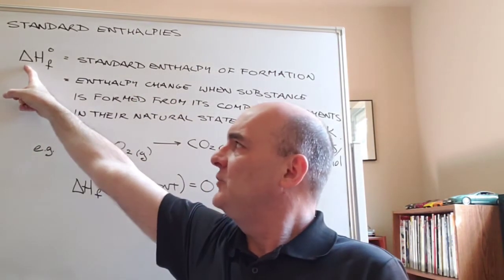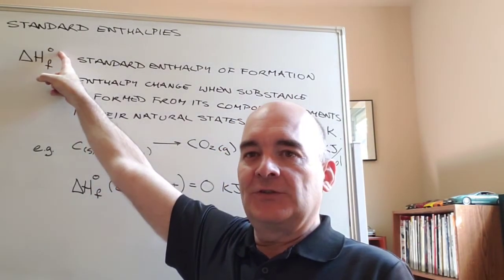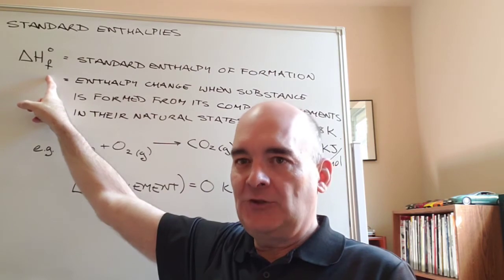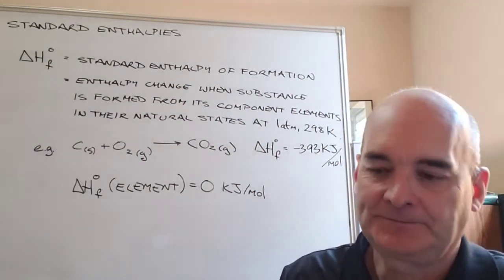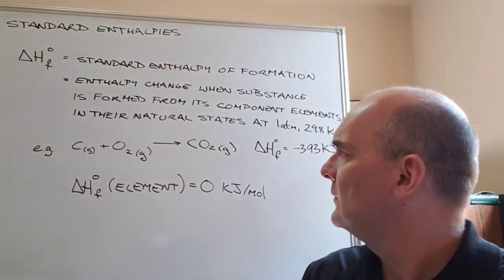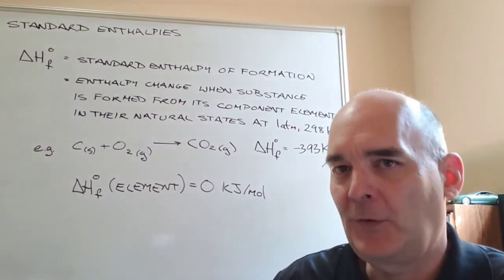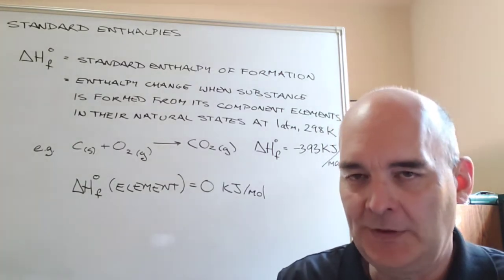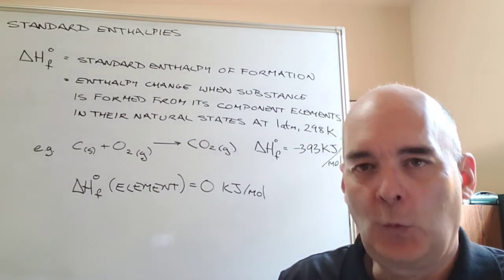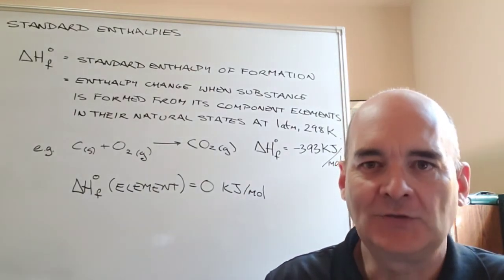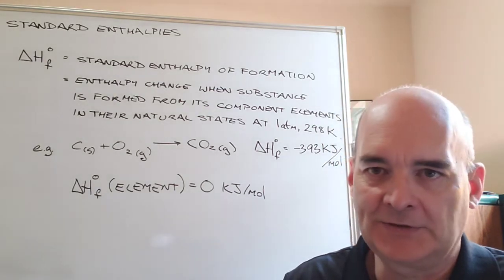The enthalpy change at standard conditions of formation is the standard enthalpy of formation, which is the enthalpy change when a substance is formed from its component elements in their natural form at 1 atmosphere of pressure and 298 Kelvin, which is 25 degrees Celsius.